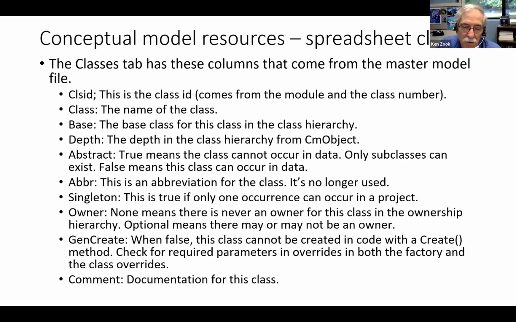Owner, none means there is never an owner for this class in the ownership hierarchy. Optional means there may or may not be an owner. And anything that's missing something always has an owner. And then there's a gen create, that when false, this class can't be created in code with a create method without any parameters. And that's basically for programmers, but that can be useful when you get into FLExBridge or FLExTools. And then comment is a documentation for the class.